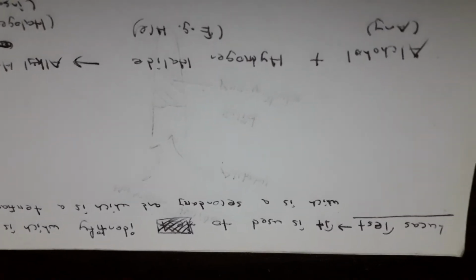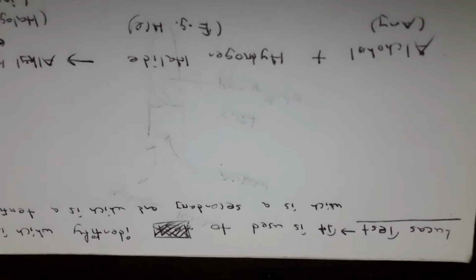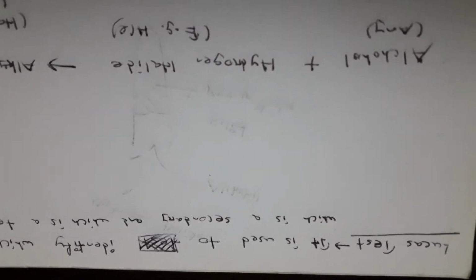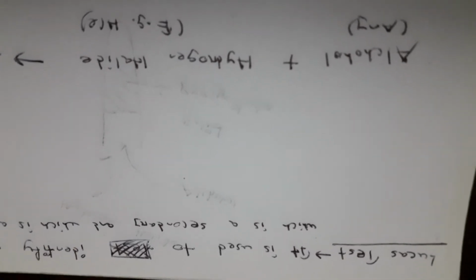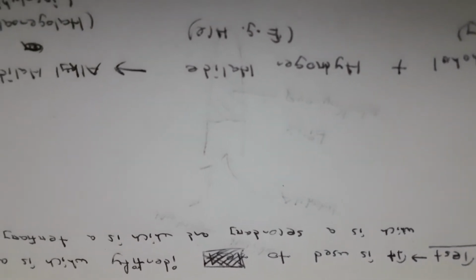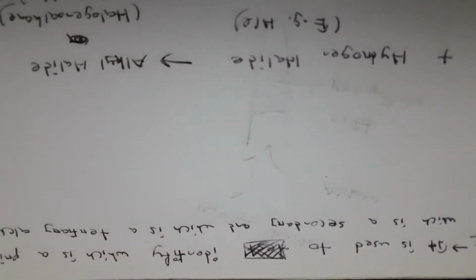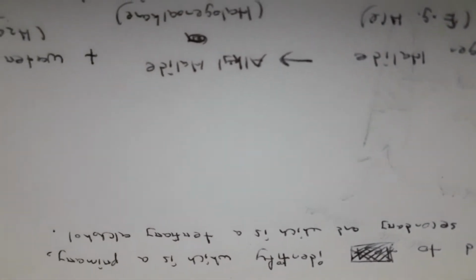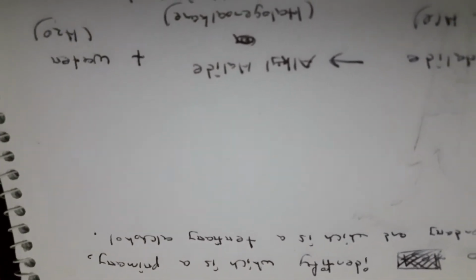To understand this test, we need to be aware of a certain kind of chemical reaction. Any alcohol, when added to a hydrogen halide, for example, hydrogen chloride, hydrogen bromide, or hydrogen iodide, will form an alkyl halide, or in other words, a halogen alkane, plus water.